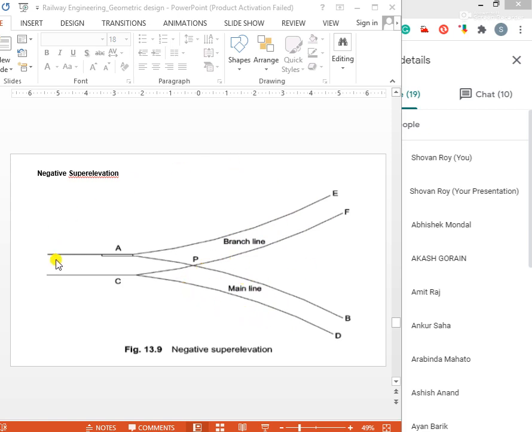But what should be the negative super elevation, or what should be the value for the branch line, we are coming to with some numericals, then it will be clear to us. The provision of negative super elevation for the branch line and the reduction of speed over the main line can be calculated by some methods.